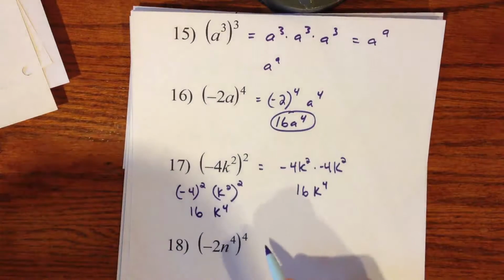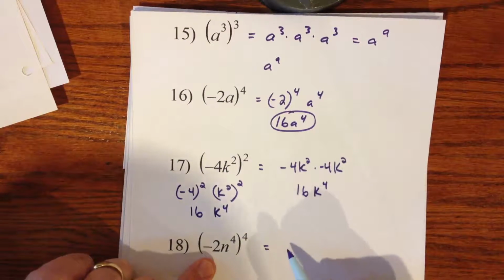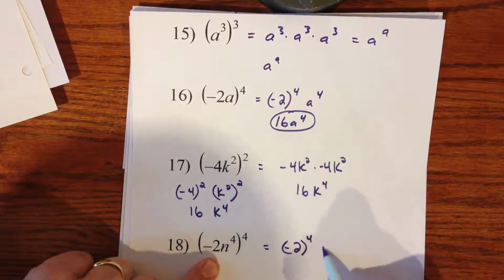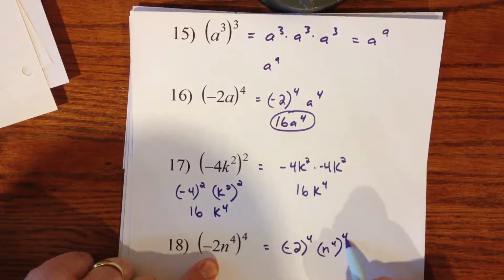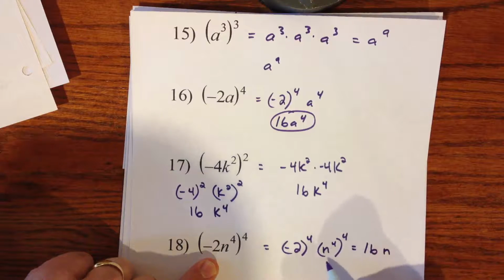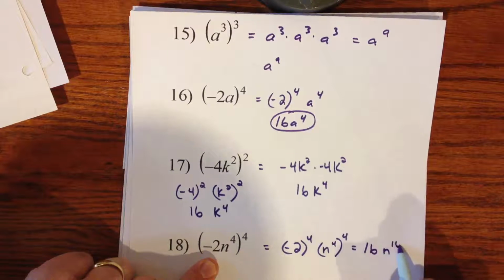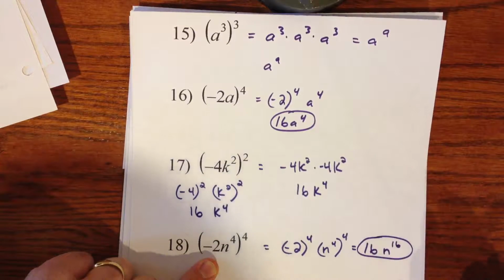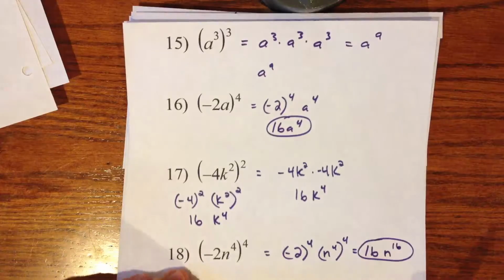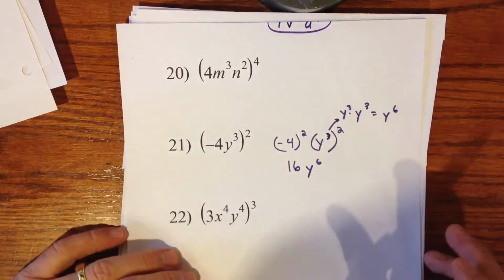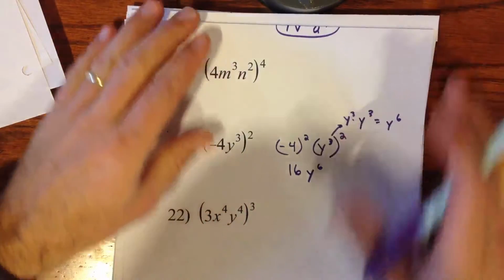Okay, again, power to a power. This one's very similar to the one I just did. So negative 2 to the 4th power, and then n to the 4th to the 4th power. So that becomes 16 n. I have 4 4s. 4 4s make 16 altogether. So I have 16 n's for that one. Okay, number 20.